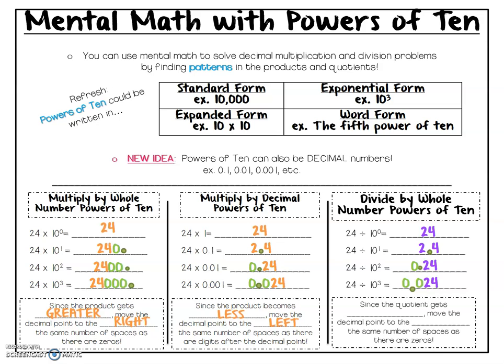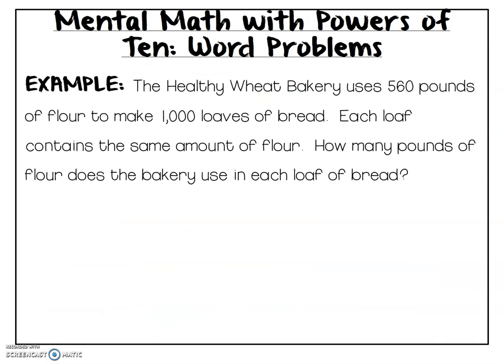So again, since our quotient is getting smaller, we're moving the decimal point to the left, the same number of spaces as we have zeros or as our exponent tells us. So let's take a look at one story problem of how you'll see dividing by whole number powers of 10. You might see an example like this. The Healthy Wheat Bakery uses 560 pounds of flour to make 1,000 loaves of bread. Each loaf contains the same amount of flour. How many pounds of flour does the bakery use in each loaf of bread?